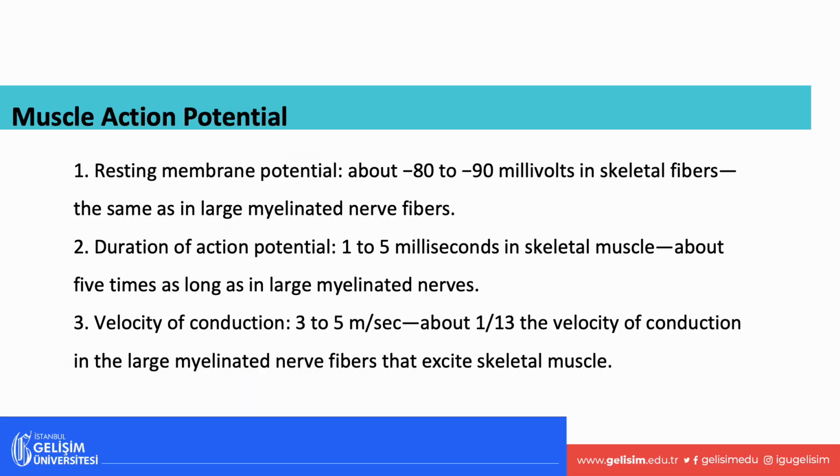Right, going over the action potential. Firstly, the resting membrane potential of skeletal fibers is between minus 80 to minus 90 millivolts, which is similar to myelinated nerve fibers. Remember, in the previous lectures we said it's about minus 70 or so. Secondly, the duration of the action potential in skeletal muscles is about 1 to 5 milliseconds, which is approximately 5 times longer than in large myelinated nerves.